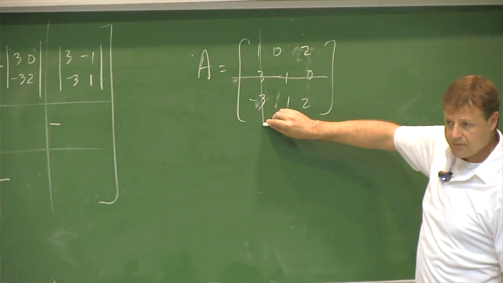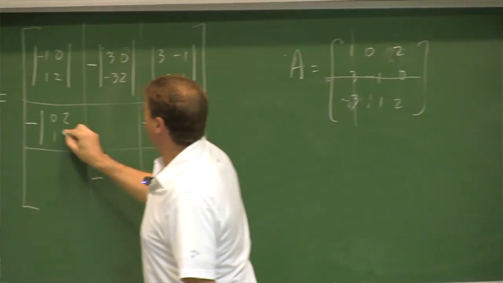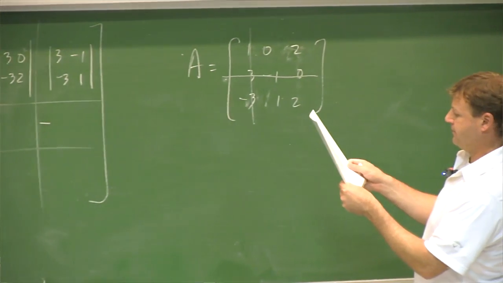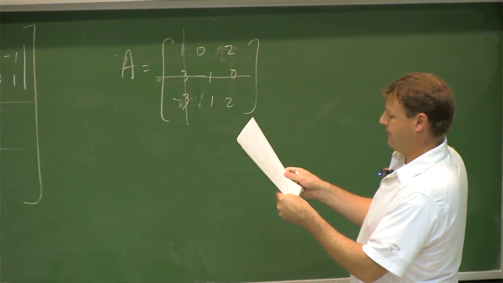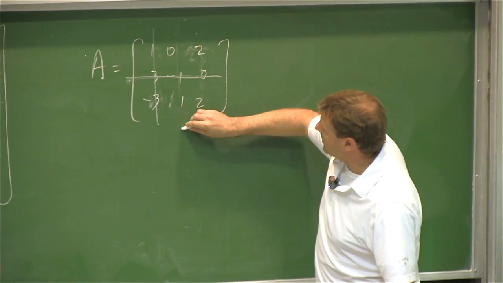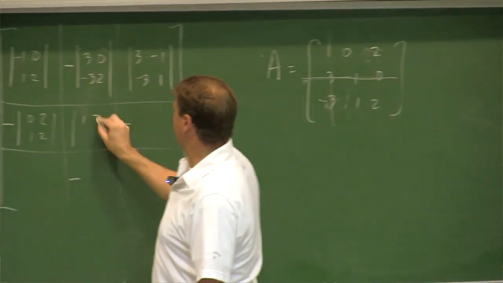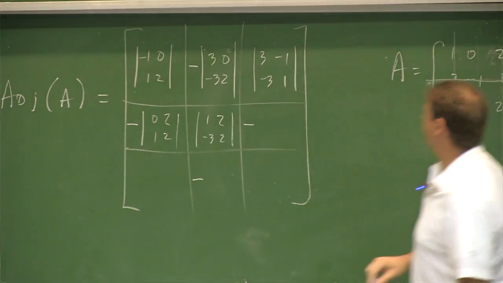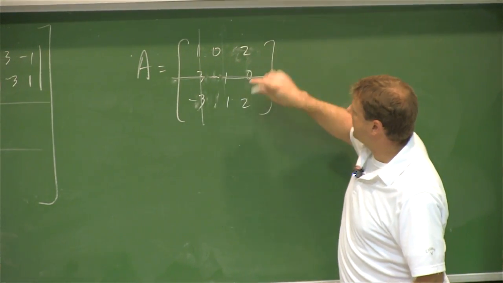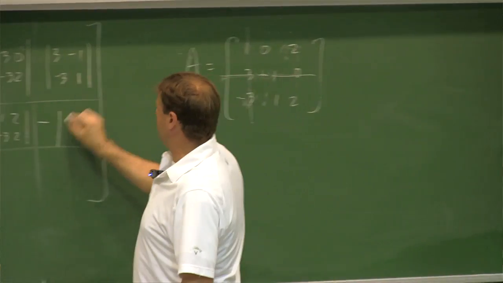Now I'm going to first do the first row with the second row. So 0, 2, 1, 2. So far, so good. Okay, second row, second column. That leaves me a 1, 2, negative 3, 2. Now the second row, third column. I need to be careful here. So second row, third column, I have 1, 0, negative 3, 1.